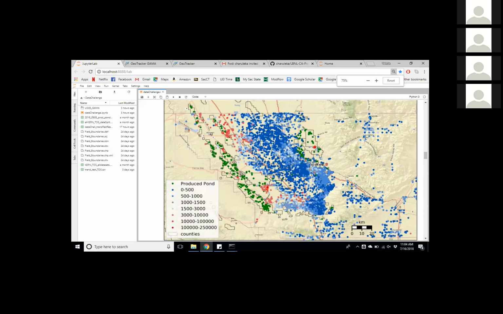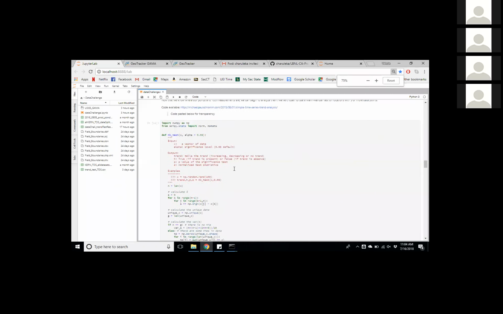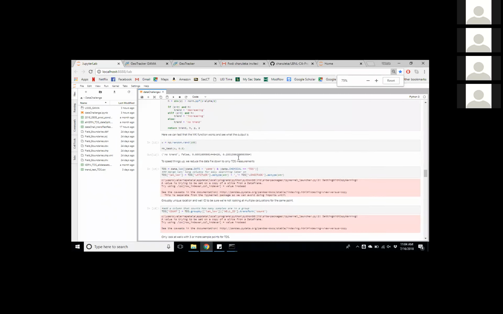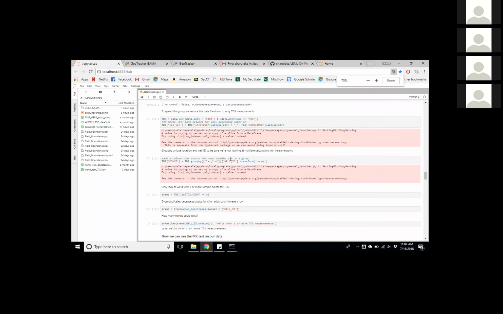So now that we know when and what the results are, we can begin some actual analysis. Here I've chosen to use the Mann-Kendall statistical test, which is a non-parametric test good for time series data. I've included a link for where I found this function, and I've included it here for you to view and reproduce for yourselves. I tested it and made sure it worked. You see what kind of output it gives us, and now we're able to use it on the real data.